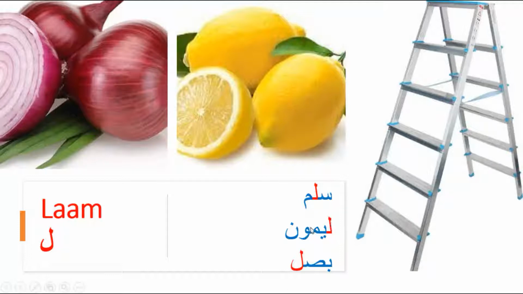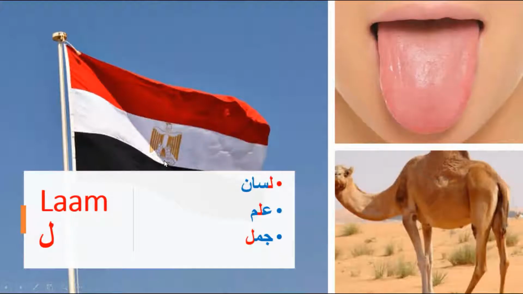This is ليمون, means lemon. And this is the letter Laam in the middle of the word. This is سلم, means ladder. And this is the letter Laam at the end of the word. بصل means onion.